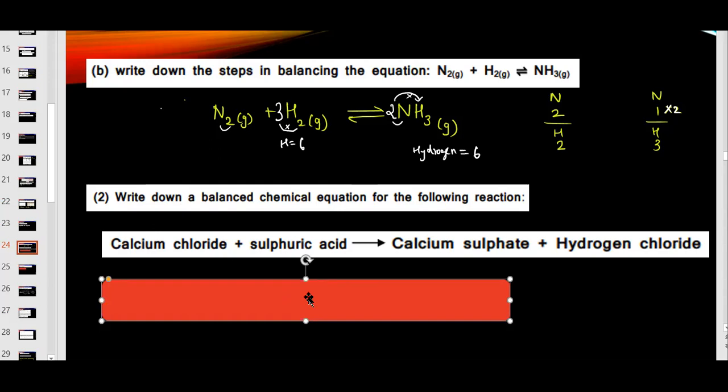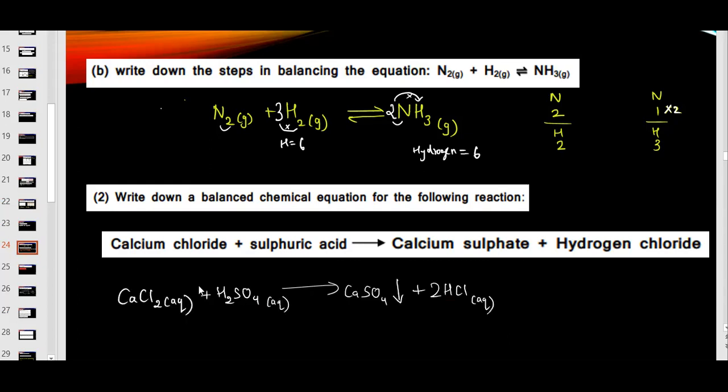Calcium chloride, sulfuric acid, calcium sulfate, hydrogen chloride. When I'm asking you some question, you can always pause the video and try to write it by yourself first, and then you can check the answer. So here calcium chloride, CaCl2, sulfuric acid, H2SO4, calcium sulfate, CaSO4, hydrogen chloride, HCl. Okay, this is the reaction.